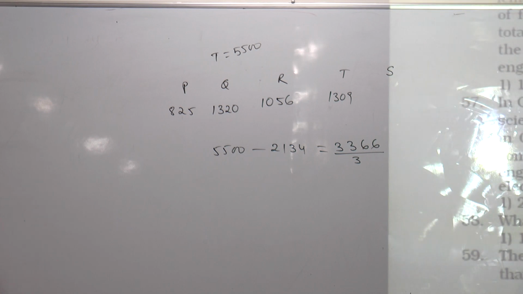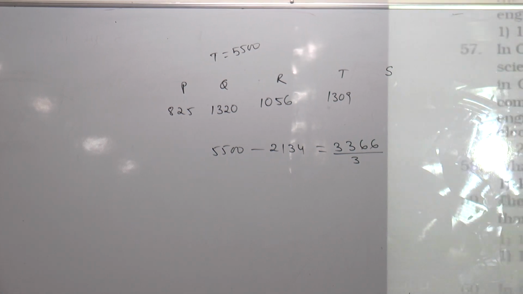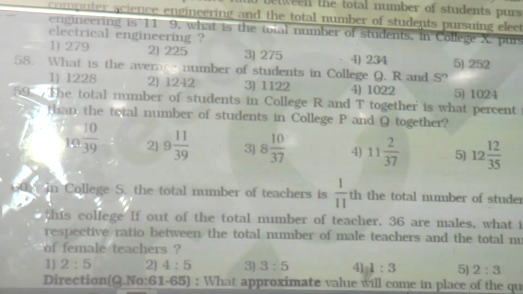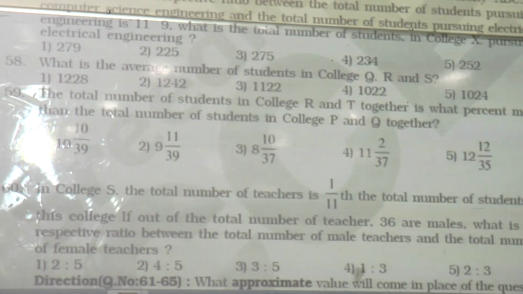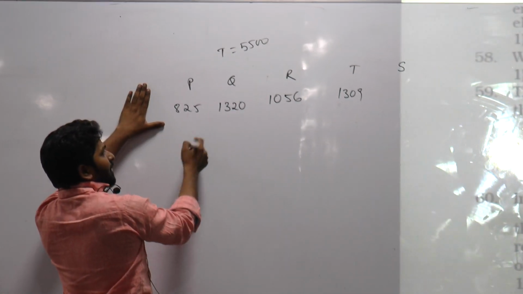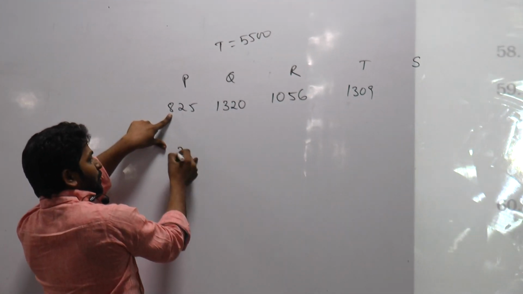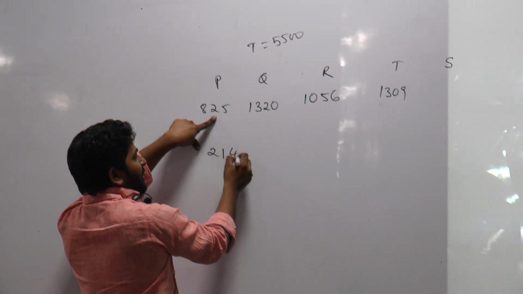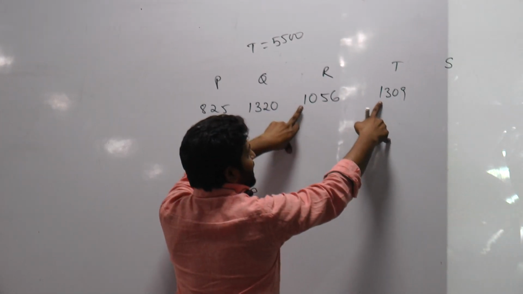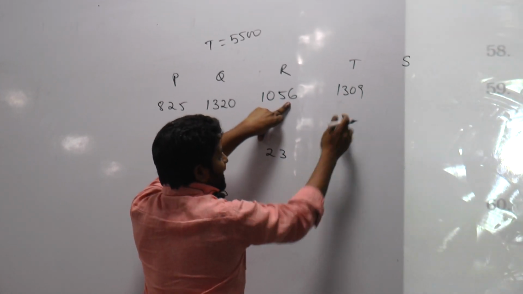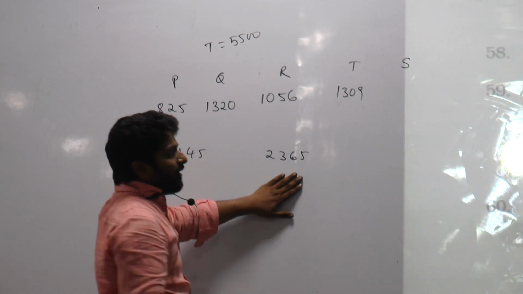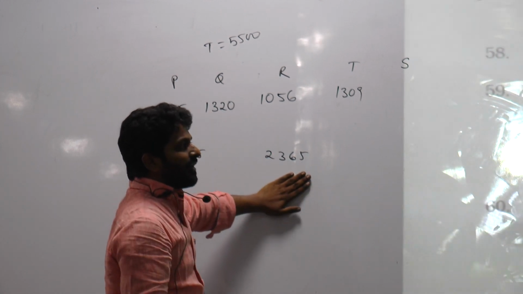Next. 59. The total number of students in college R and T together is what percent more than the total number of students in P and Q together? P and Q together is 1300, 800, 2100, 25, 20, 45. And from these two, 1300, 1000, 2300, 56, 9, 65. And you are asked about the number of students from R and T together is what percent more.